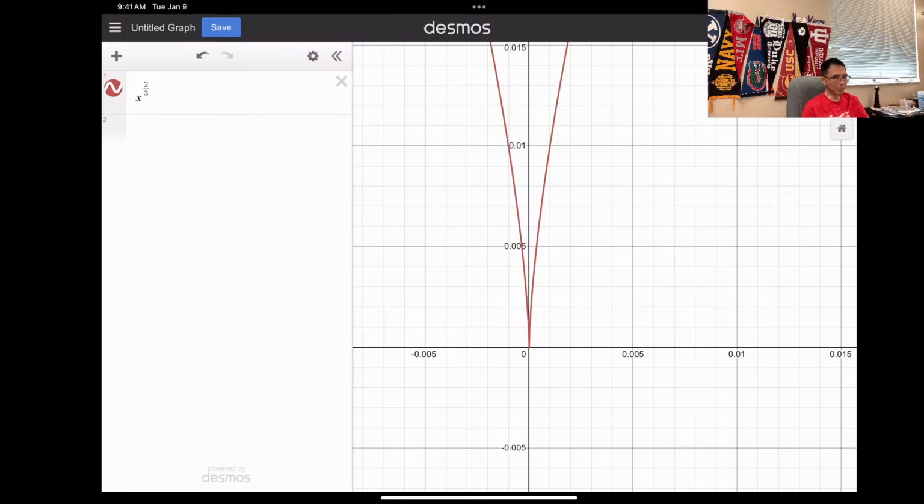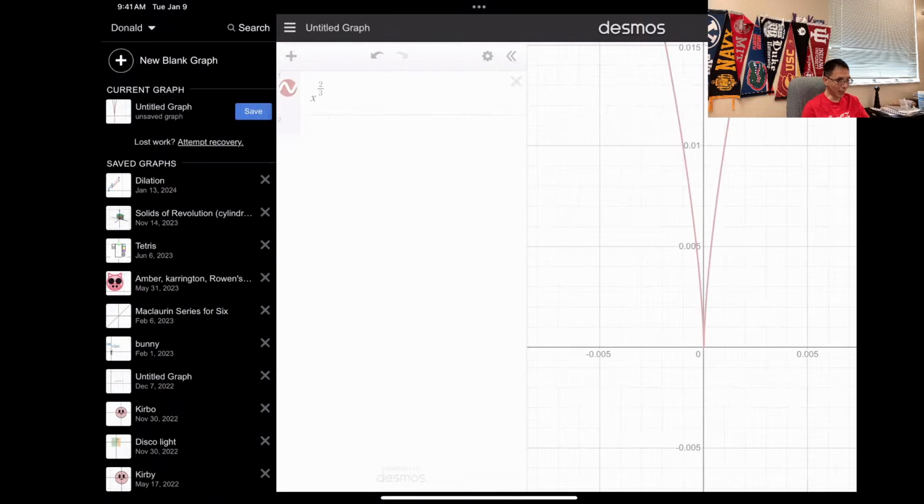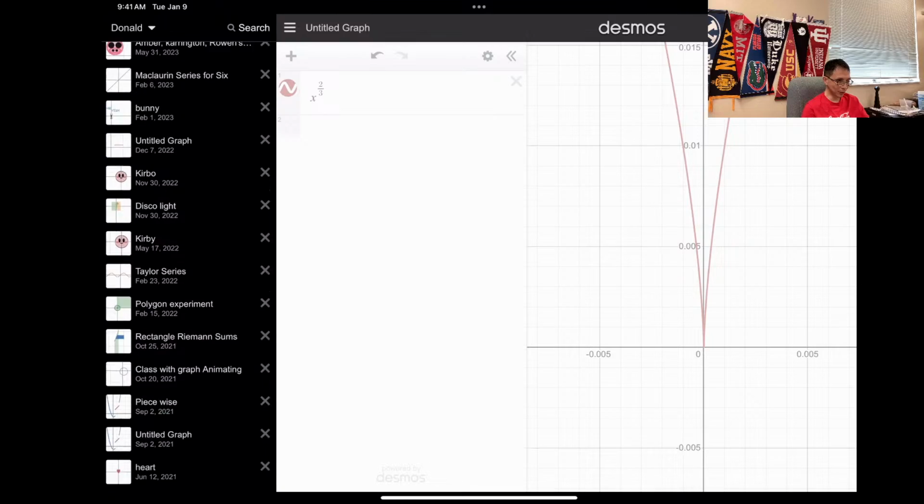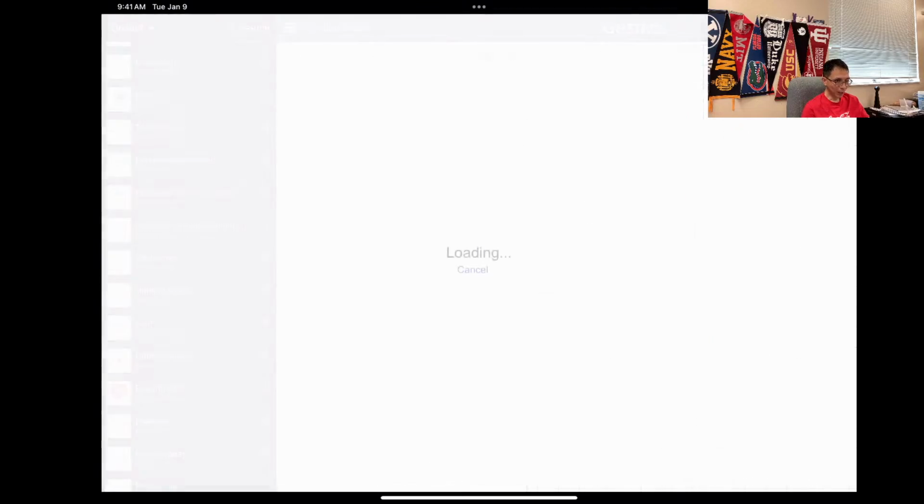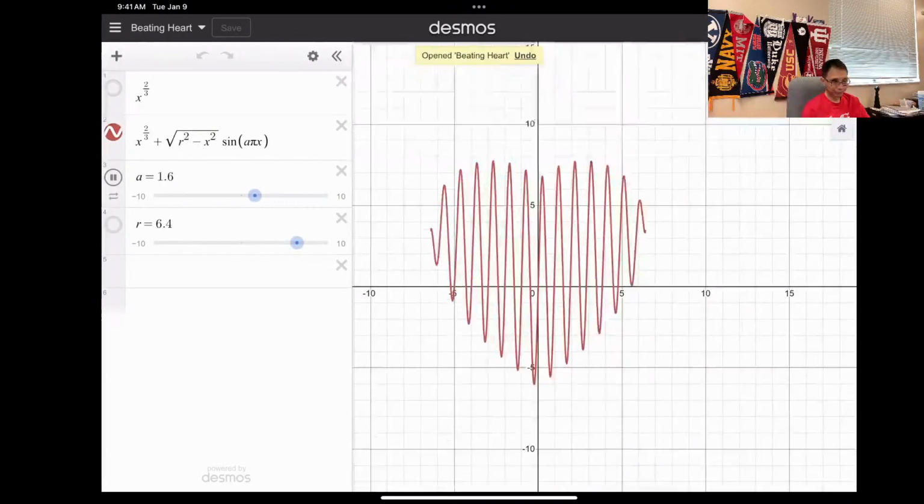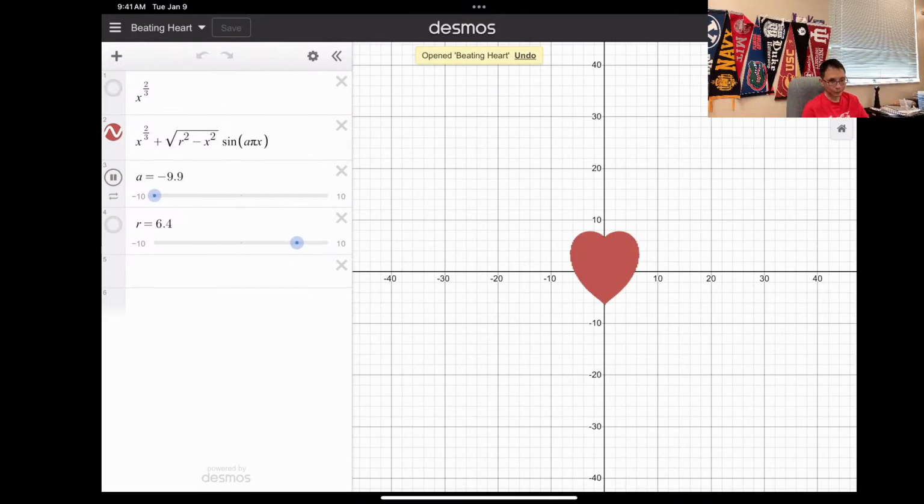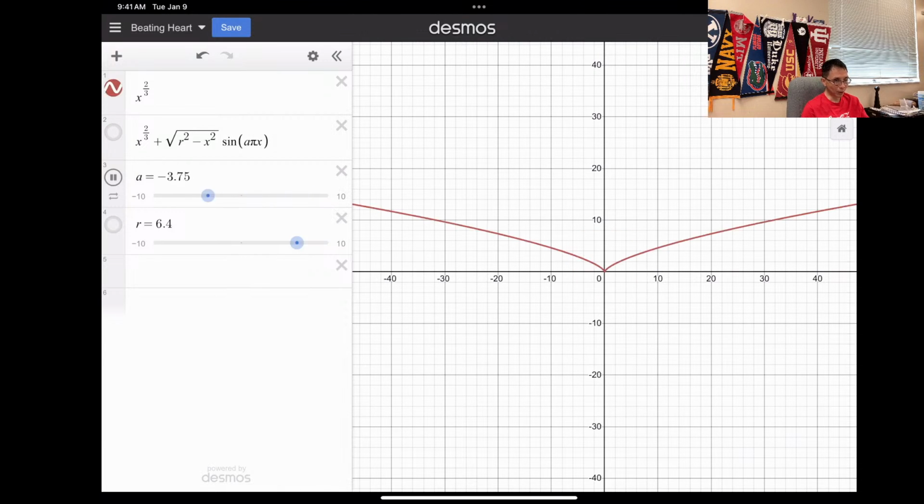Okay. I remember one year I had a guy ask a girl out with this equation, which I thought was kind of cute. So x to the 2/3 is from the top part of the heart. You see the top part of the heart is like this, right? That's a cusp. It has to be x to the 2/3.